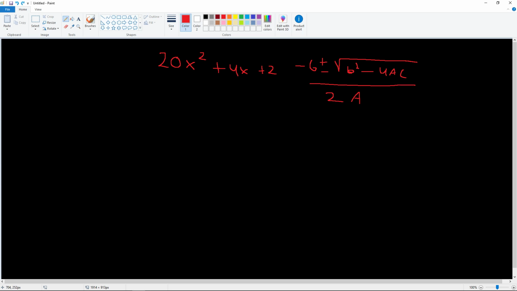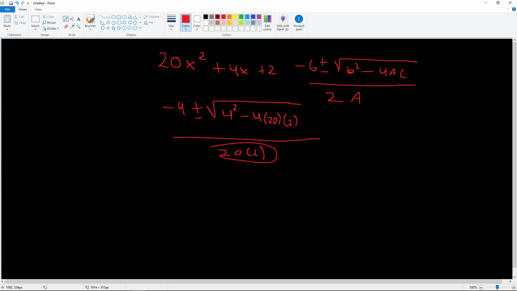So when we plug it in, we would get negative 4 plus or minus square root 4 squared minus 4 times 20 times 2, all over 20 times 2. Okay, so let's start simplifying this a bit. I just want to simplify what's under the root, and this as well.